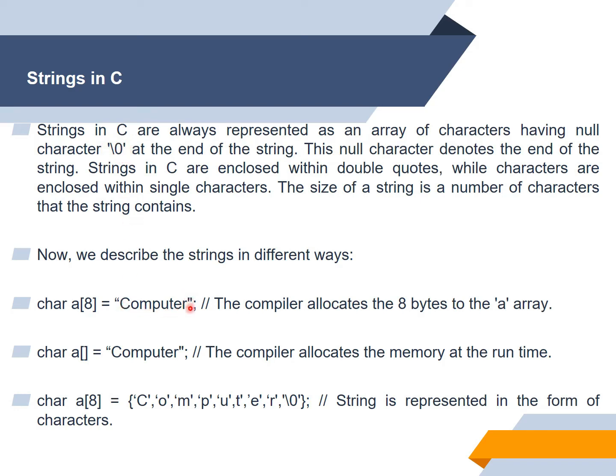So it means that you have to check whether it is terminated or not. You have to check by knowing this null character. If it is lying over there, it means that it is the terminator of a string. This is how you describe it. A[8] means it can contain 8 characters. No size means it can contain any number of characters, and you can specify the characters in this way also. If you are specifying the characters individually using commas, then you have to mention the null character also.